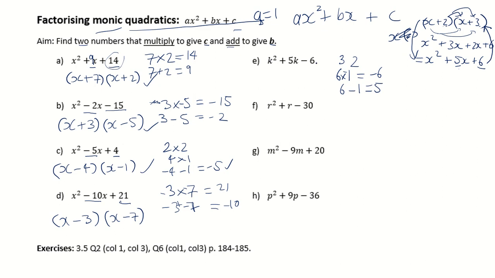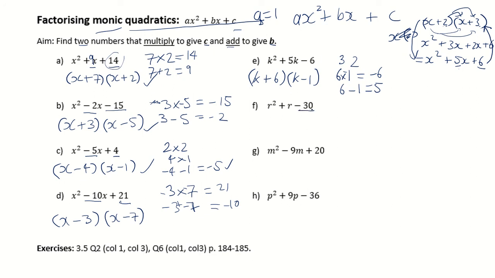So the two numbers that make this true are k plus 6 and k subtract 1. Because k times k is k squared, k times minus 1 is minus k, 6 times k is positive 6k, 6k take 1k is 5k, and 6 times minus 1 is negative 6.